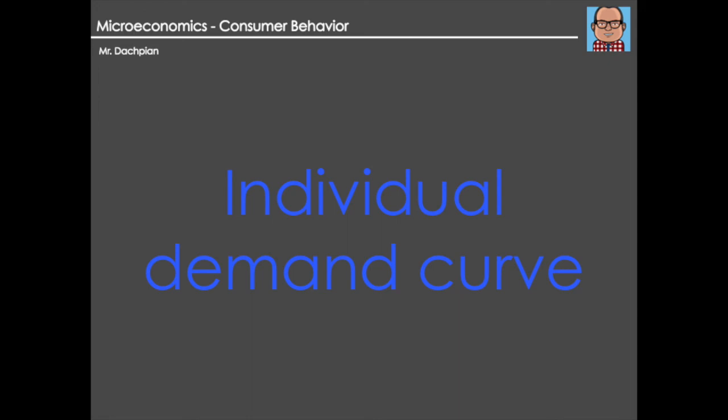An individual demand curve is a curve showing the relationship between the quantity demanded of a good by an individual and the price of the good. To derive the demand curve, one must simply compare the willingness to pay with the price of a good.